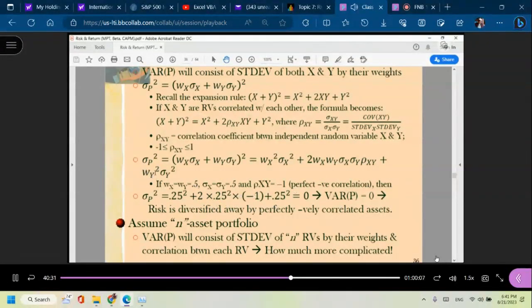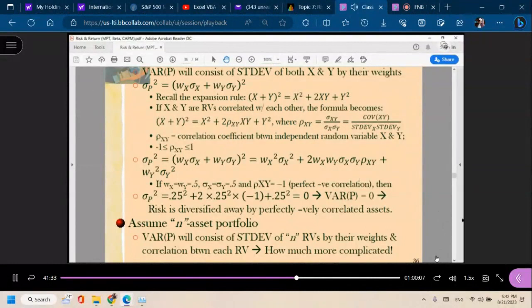And then finally, the weight of Y squared, 0.25, and the standard deviation of Y squared, 0.25. So what do you see? This and this make 2 times 0.25 squared, and then this is negative 2 times 0.25 squared. So what happens? They perfectly cancel out each other. Then the variance of the portfolio becomes zero. That's why, if you construct a portfolio with perfectly negatively correlated assets, under this restrictive assumption, where weights are 0.5, 0.5 and standard deviations 0.5, they perfectly cancel out each other. So you get the expected return with no variation in the distribution of returns.